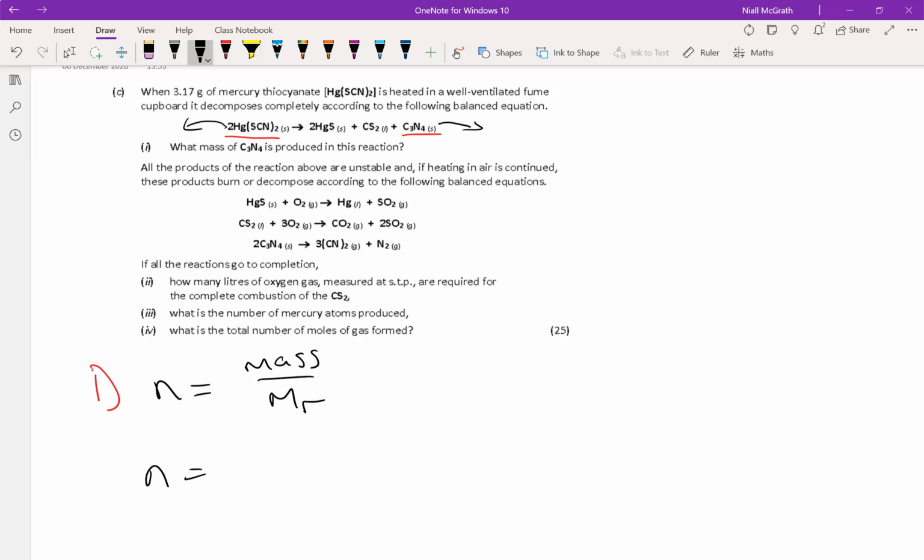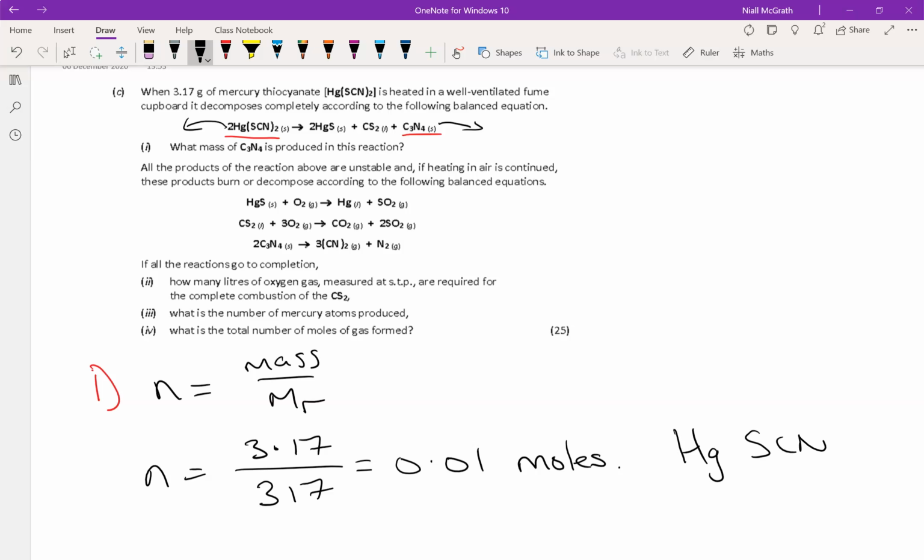So here our mass is 3.17. The relative molecular mass of mercury thiocyanate is actually 317. So that means that we have 0.01 moles of mercury thiocyanate. Alright, so of HgSCN2.